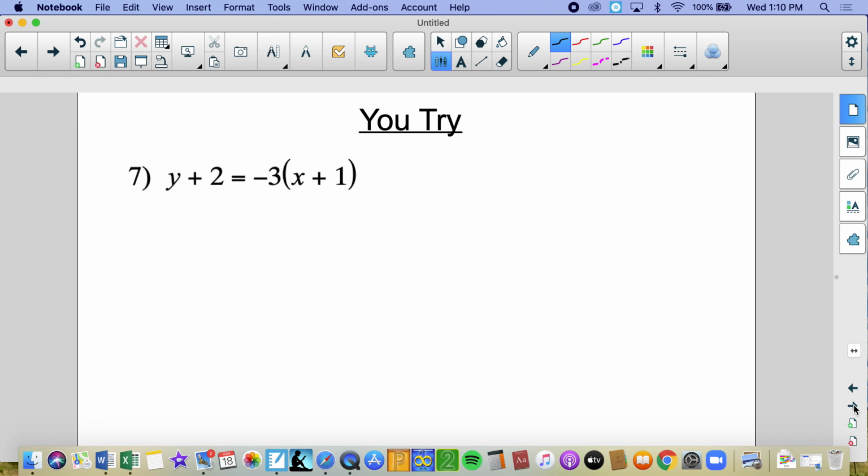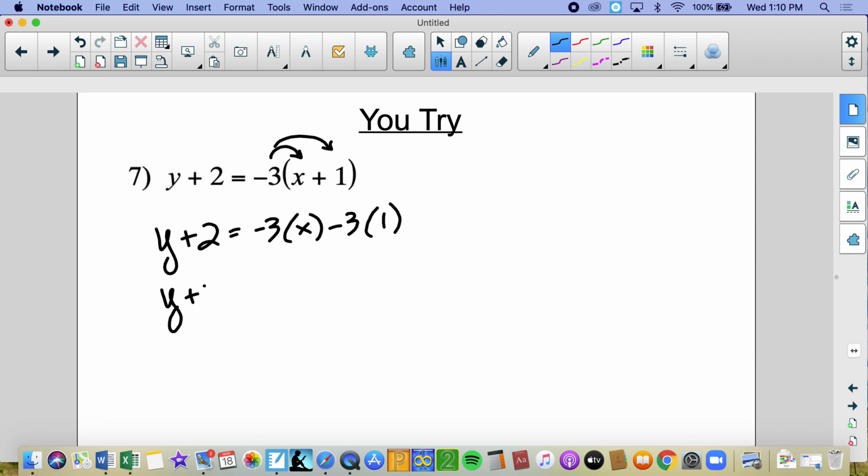All right, so we're going to distribute the negative 3 into the parentheses. That will give us y plus 2 equals negative 3 times x minus 3 times 1. We're distributing a negative 3, so I want to see that negative attached to the 3. Let's simplify the right side. Negative 3 times x is negative 3x. Negative 3 times 1 is negative 3.